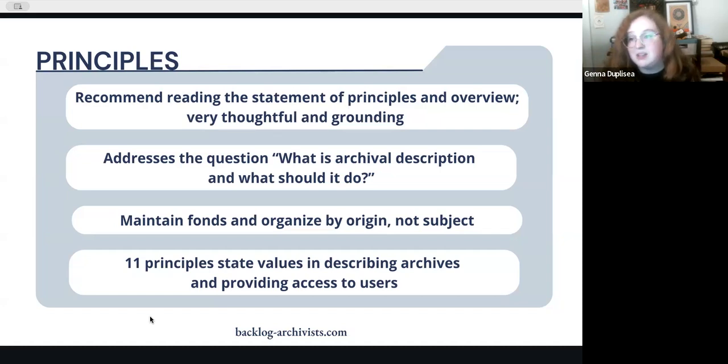But I really recommend, even if you're not ready to start writing a finding aid yet, sit down and read this introductory material, because I think it really gets at the core of what we're trying to accomplish in writing archival descriptions for large aggregate materials, and how we can prioritize our users' needs. Next slide, please.